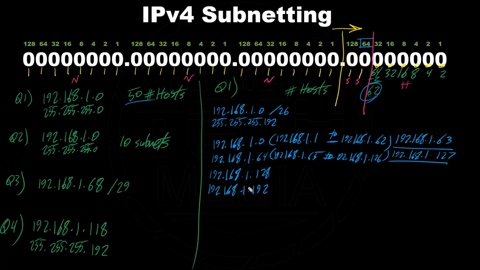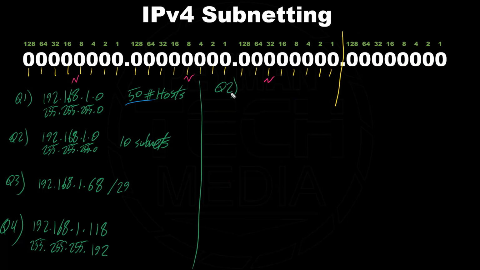Let's go over the next question. So I'm going to erase all this. So question number 2. For question number 2, they give us a network address 192.168.1.0 and default subnet mask, but they are saying 10 subnets.